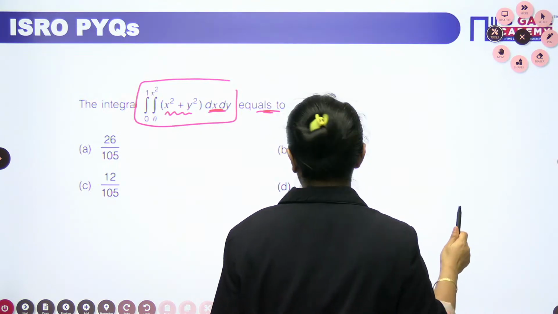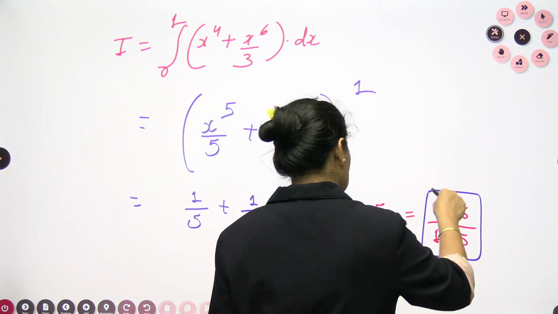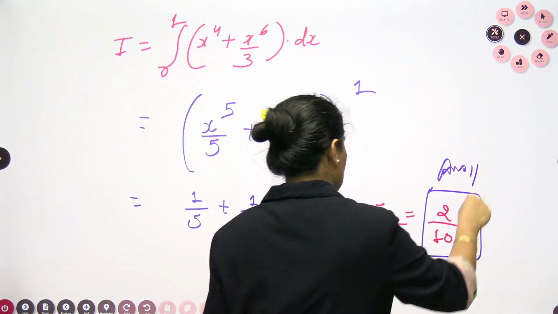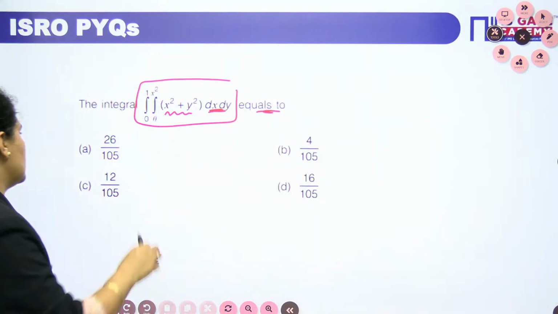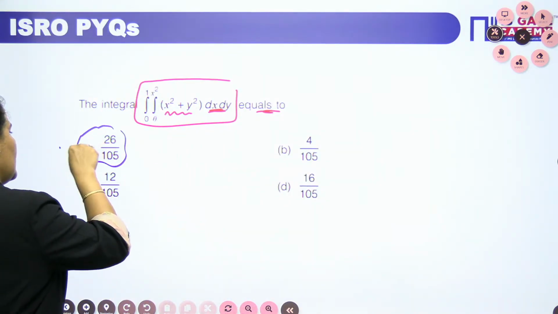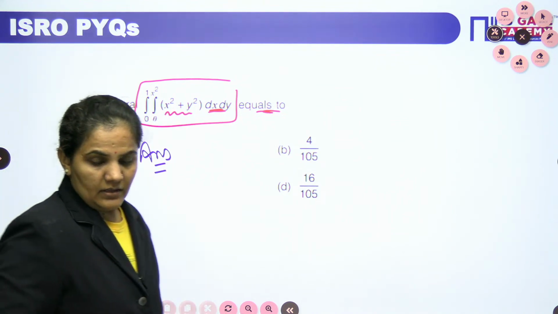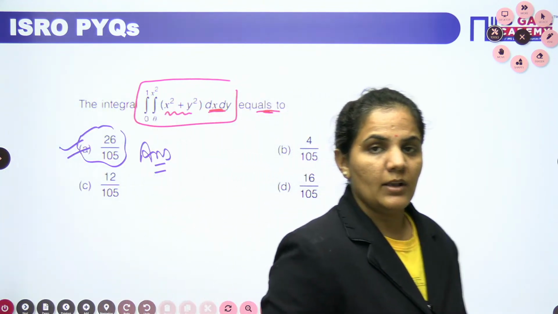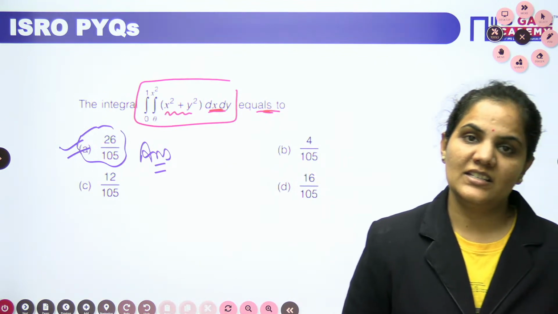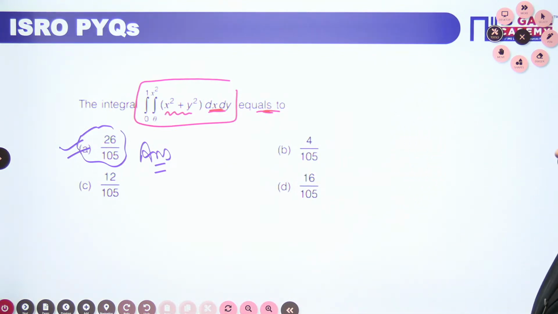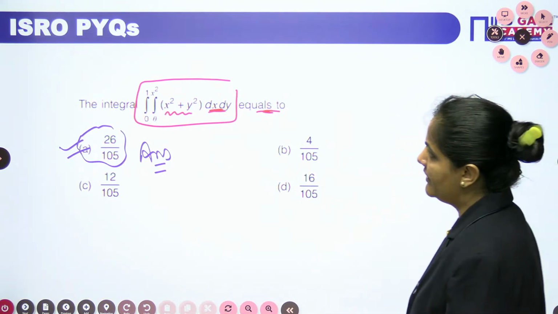Do we have options like this? Yes, we do. So this will be my final answer, which I can see in option A. Very easily we can see the result, which is A. Very simply we can approach it.